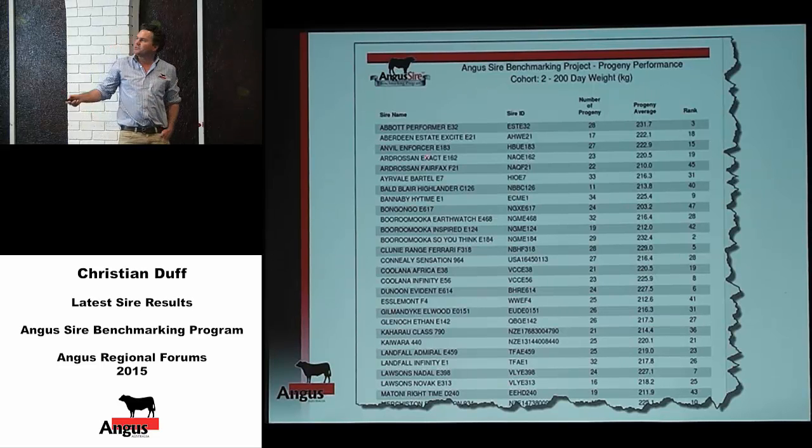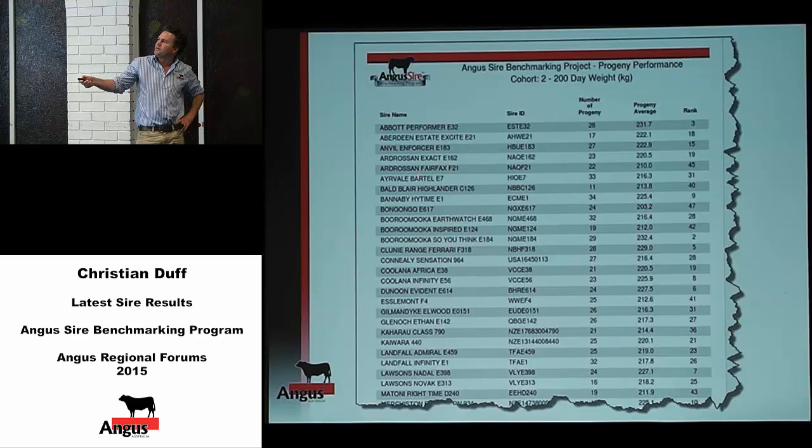Okay, so what we've done here is, as you can see here, for Cohort 2, this is just the bulls sorted on their name. There's 47 bulls in this, but this is just the first, whatever it is, 20. It's got sorted on name, it says Breed Society, Society ID, how many progeny they've got measured for 200-day weight in the Sire Benchmarking Program. So this is what's been measured and analysed. And what we've now got is progeny average values. So this is the progeny average values for 200-day weight.